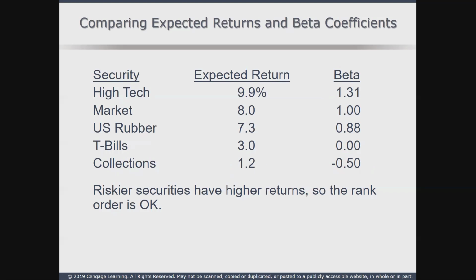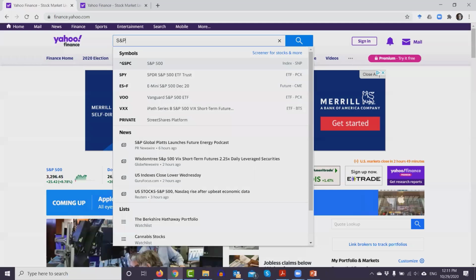Now let's take a look at a real-life example. I'm going to download the S&P 500 index and Walt Disney prices, and I'm going to show you how to calculate the beta using an Excel sheet. To do this, I'm going to use the finance.yahoo.com web page.